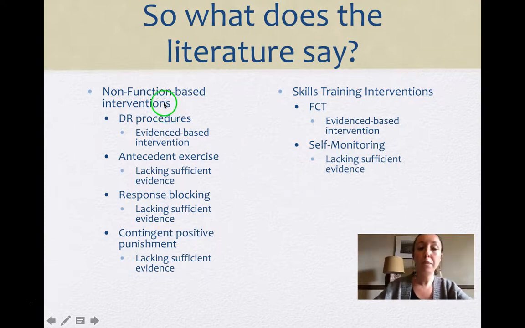Non-function-based interventions, so differential reinforcement schedules are considered an evidence-based intervention. Differential reinforcement means just changing the timing. Again, this is a little bit overly simplistic, so you can get more information from the readings, but it's just changing up the reinforcement schedule to either smaller or larger intervals. That is shown to be an evidence-based intervention.